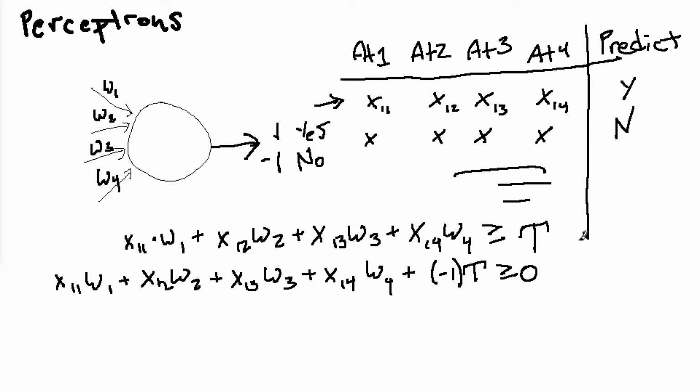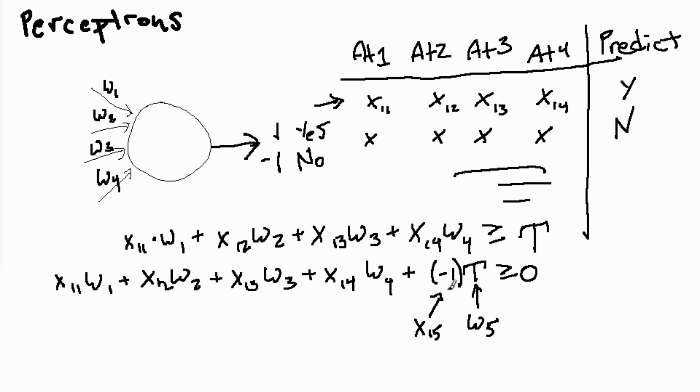Okay? So in other words, what I've done over here is just take this equation right here and subtract t from both sides, and you end up with this expression right over here. Well, that's almost like making this another attribute, okay? In other words, if we wanted to, we could call this x15, and we could just call that another weight. I could call it w5.